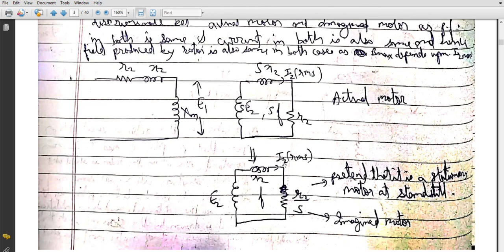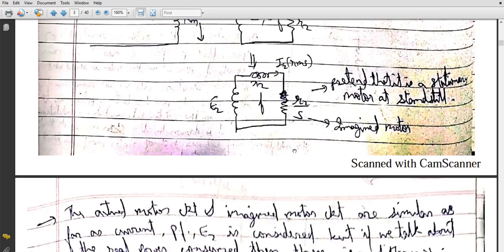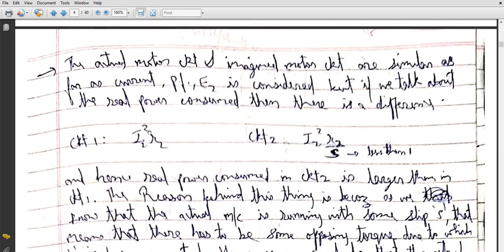It will be I2 square into R2 by S. Are you getting it? I square R again. But the value of R in this circuit is R2 by S. So the real power consumed in circuit 1 is I2 square into R2, and in circuit 2 it is I2 square into R2 by S. Now you can say that the real power consumed in both the circuits is different. So how are these circuits equivalent?